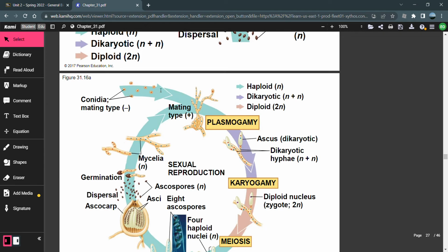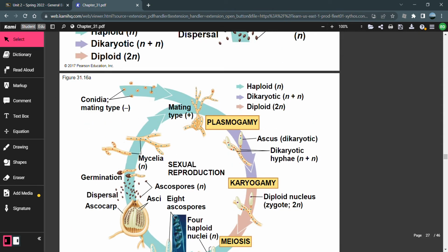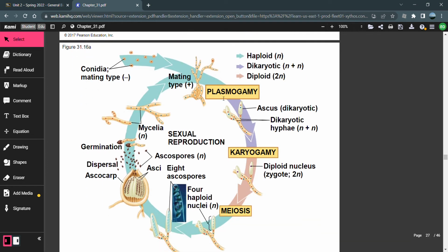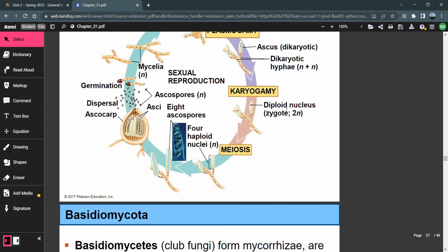The conidia can either go through asexual or sexual reproduction, but now we're talking about sexual reproduction. So the conidia will fuse with its mating type, undergo plasmogamy, and form an ascus, where they're in the same cytoplasm but not yet fused. Karyogamy, meaning they now fuse. The diploid zygote is short-lived.